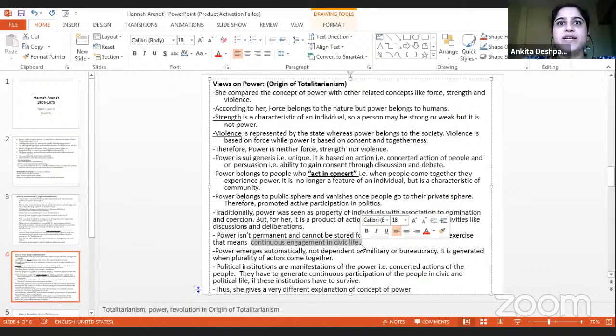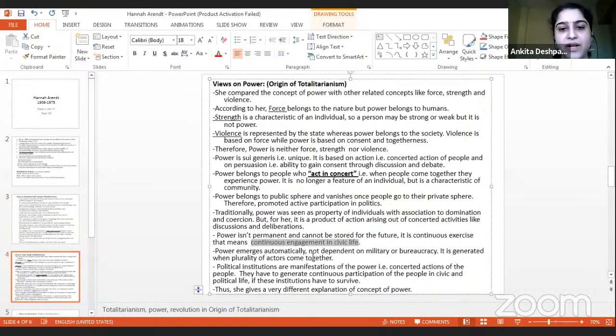So she says power cannot be stored for the future. Power is now. It is current. As of now, this moment when I'm speaking to you, we have power. All right. So it cannot be stored for the future. If you want to continue the concept of power, you have to continuously engage. So next weekend, we'll again meet for political science lectures. We'll again be back in power. The moment weekend ends, the moment our lectures end, power vanishes. That is the concept of Hannah Arendt. So acting in concert, it cannot be stored for the future, and it can only be through continuous engagement in civic life. Civic meaning political life.